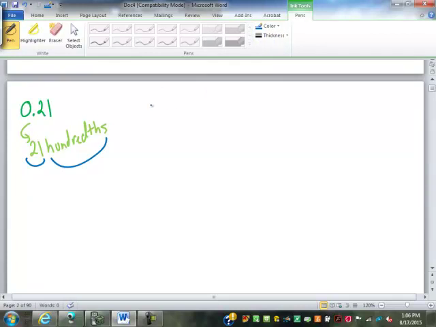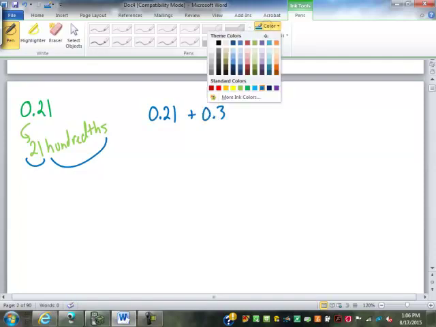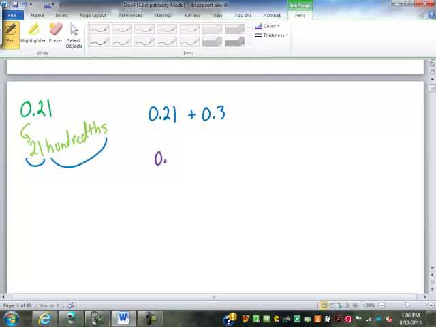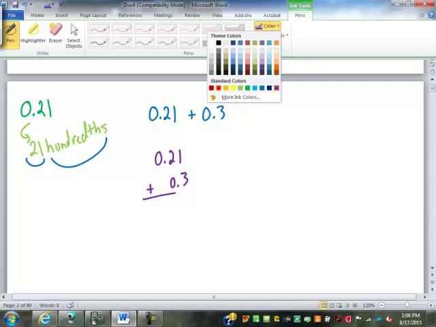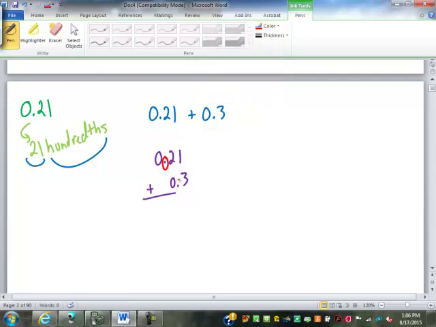Let's try to add some decimals. If I had, let's say, 0.21 plus 0.3. If I go to add those, is that going to work? What's wrong with it? Okay, yeah, we've always been told that we have to do what when we add and subtract decimals? Line up those decimal points. We've got to move this over so that the decimal point's lined up. Why? The 3rd grade teacher said so, huh?